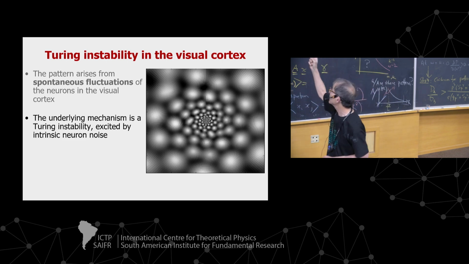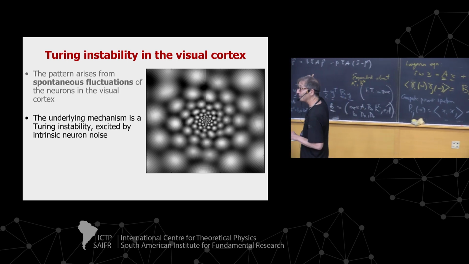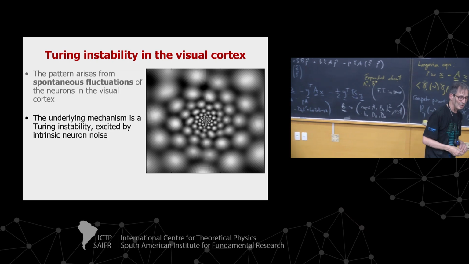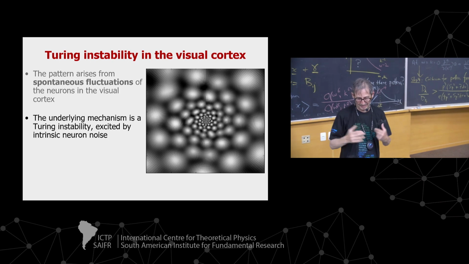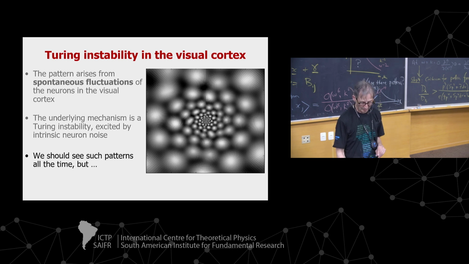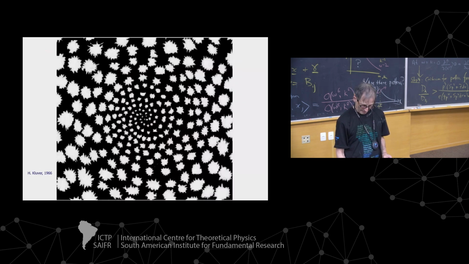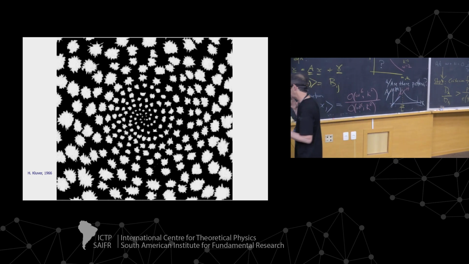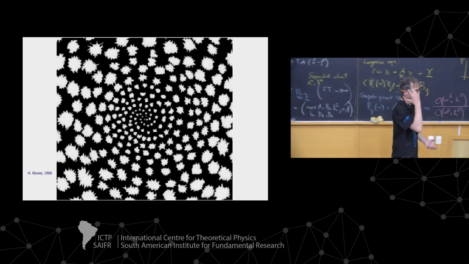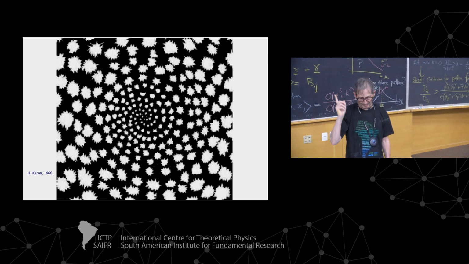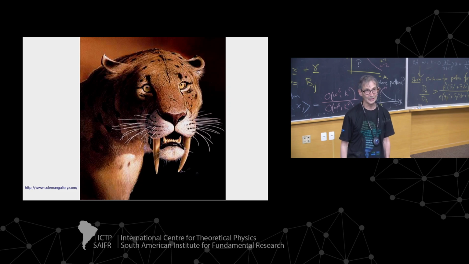Okay. So the underlying mechanism for this hallucination is a Turing instability, and it can be excited by intrinsic neuronal noise. Neurons are constantly firing and flapping around by just their own stochasticity, and when they do, they will excite these modes. So we would see those patterns all the time if our brain was just some randomly connected neural network. Suppose that was what was going on. The spontaneous fluctuations of the neurons will produce this pattern going through the retinoptical map, and this is what you see. That would be great, except that suppose what's in front of you is this.